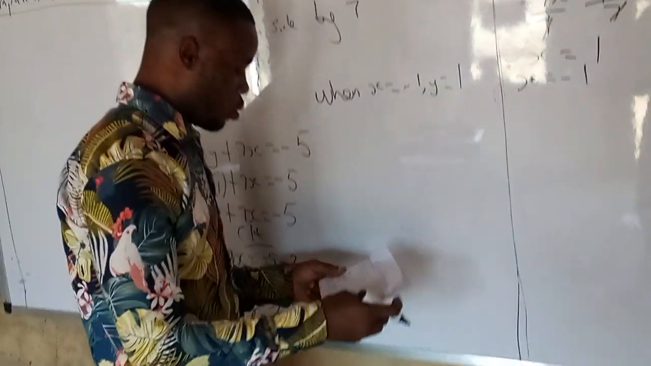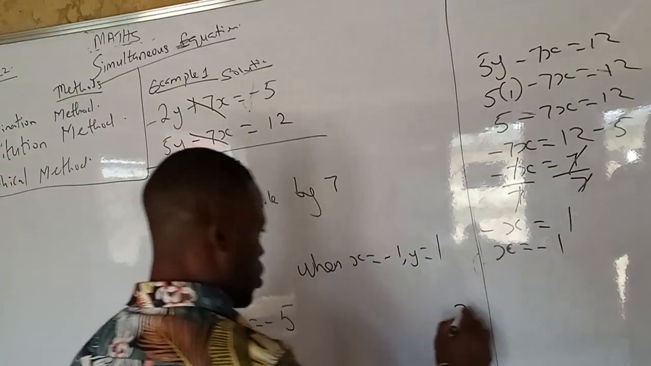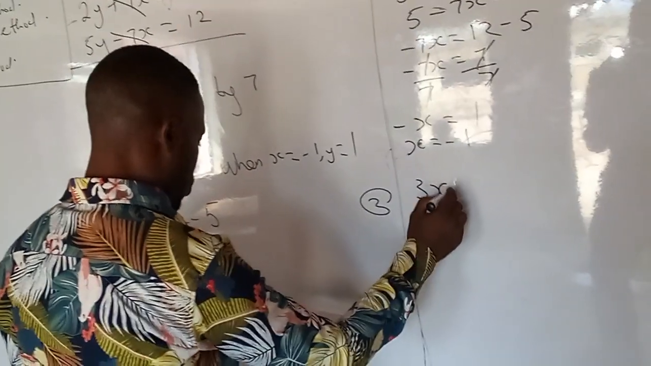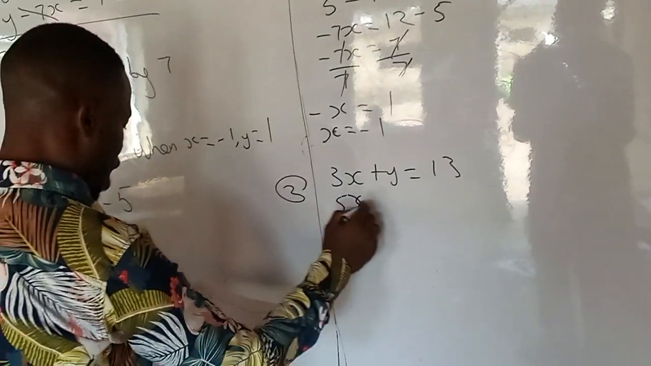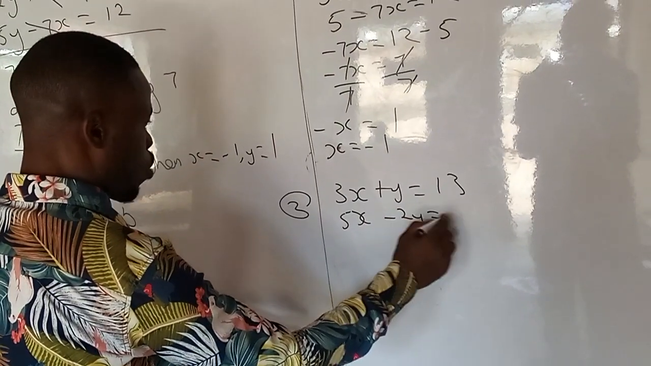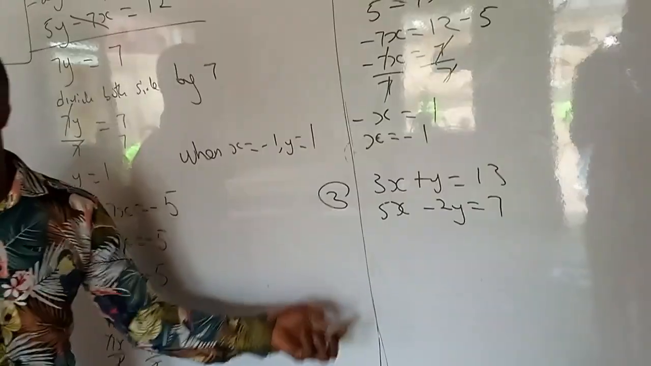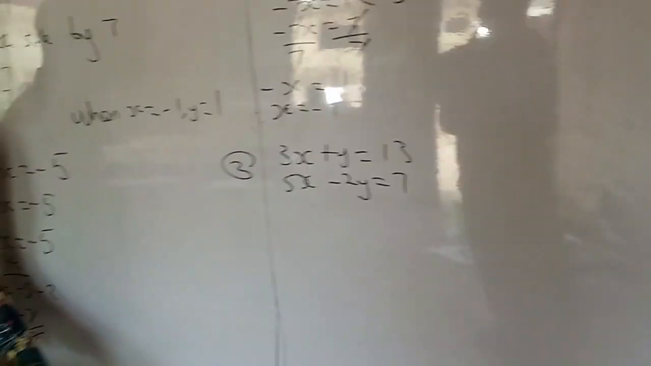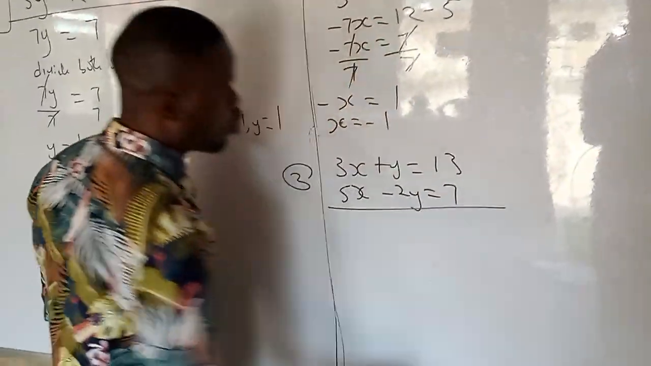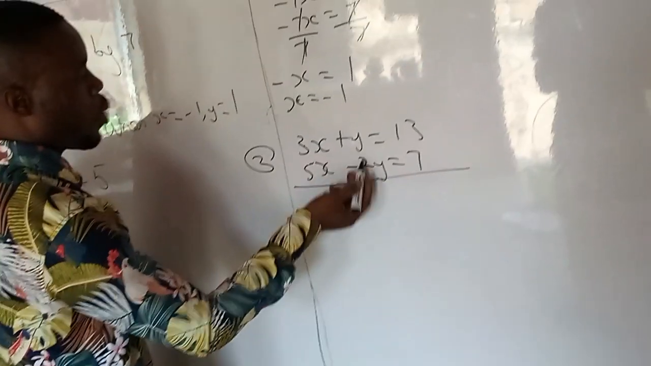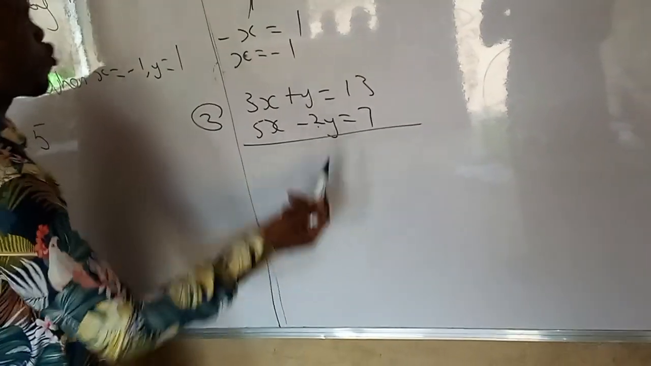And the second equation for today is 3x plus y equals to 13, and 2y equals to 7. Now we can solve this with substitution method at the same time with elimination method. Let's go on elimination method and we'll solve substitution as well. Now we can see that we have y, we have 2y.